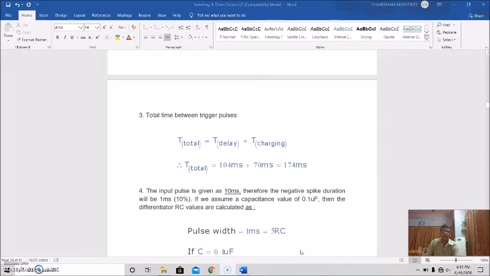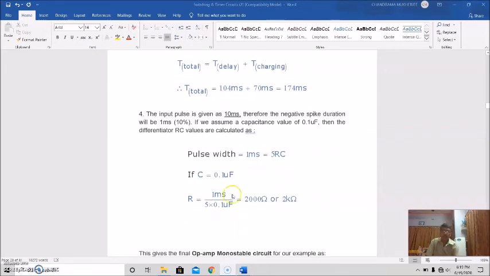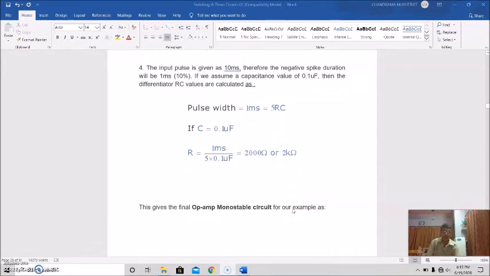And the input pulse given is 10 millisecond. Therefore, the negative spike duration will be 10%. That means if we assume a capacitance value of 0.1 microfarad, then the differentiator RC values are calculated like this. The pulse width, 10% of 10 millisecond, is 1 millisecond, that is 5 RC. If C is 0.1 microfarad, R will be like this. From this we get 2 kilo ohm.